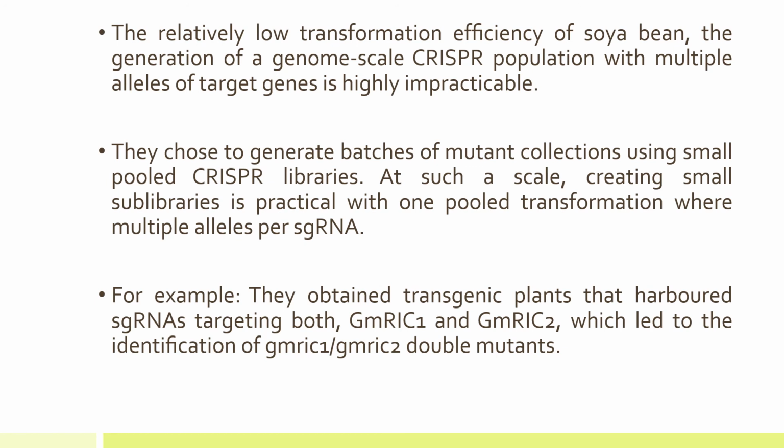In gene editing practice, obtaining multiple independent transgenic events at the target locus is necessary. It is to determine whether the observed phenotype is indeed correlated with the targeted mutation, or whether it is caused by off-target editing or spontaneous mutations. Due to the relatively low transformation efficiency of soybean, the generation of a genome-scale CRISPR population with multiple alleles of target genes is highly impracticable.